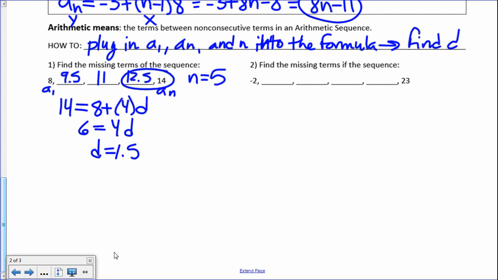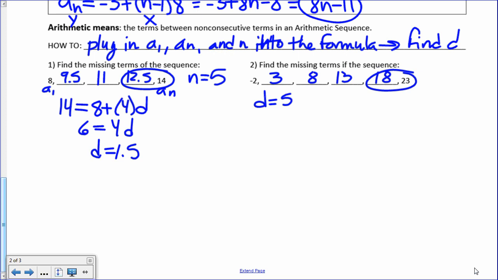Alright, so anybody found D? Actually, 5 for D. Did everybody get 5? Alright, so that means you're just generating the sequence by adding 5 a bunch of times. 13, 18, and then always double check that last jump, that you would get to 23 if you added another 5. Alright, is everybody good with arithmetic means?